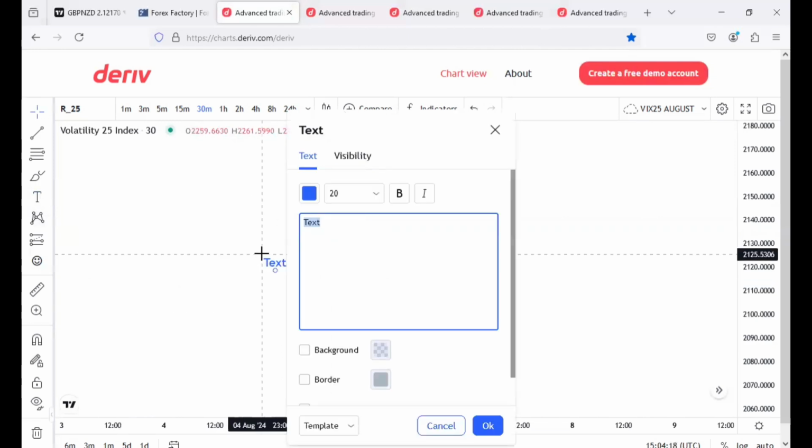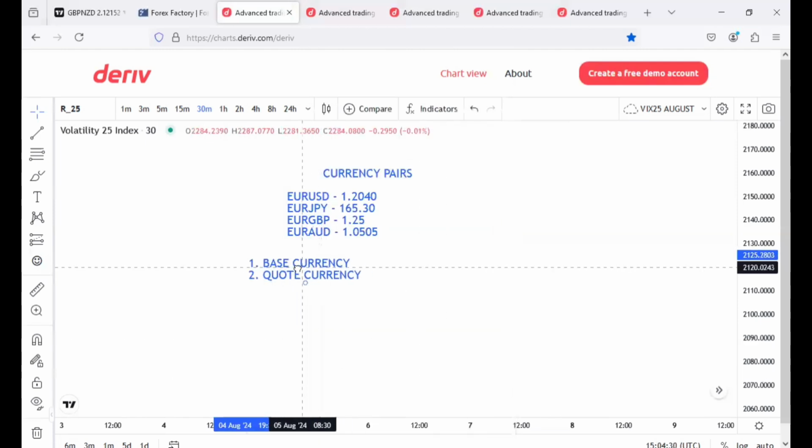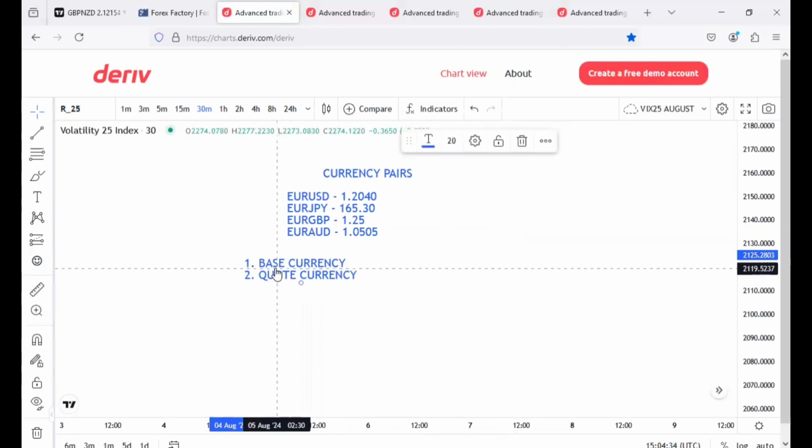And a currency pair is made up of two major things. One is the base currency, and two is the quote currency. These are the two major components of a currency pair. We have the base currency and we have the quote currency.